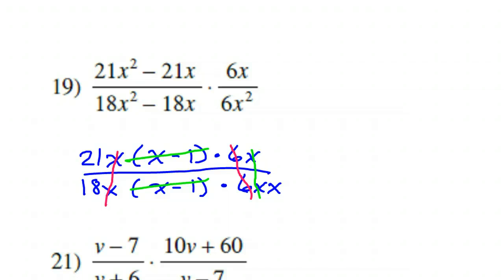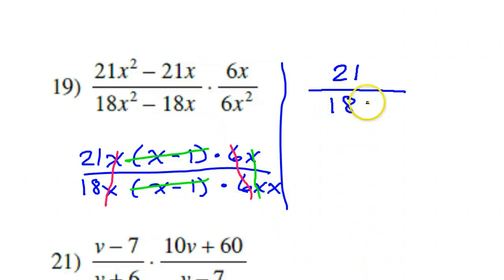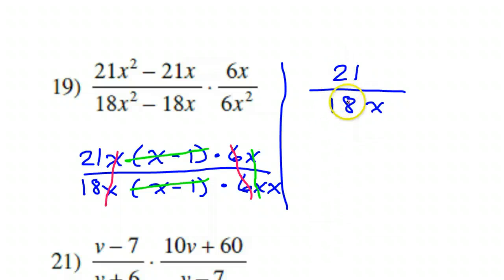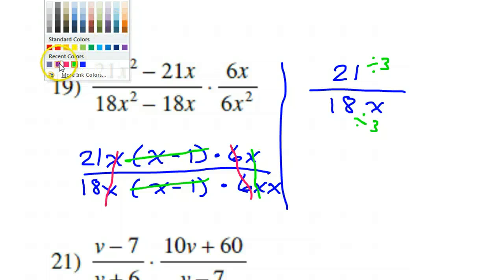So this is what I have so far. I'm just cleaning things up a bit. At the moment the only thing in the numerator is 21, and I've got this 18 and x. But yeah, this can be simplified more. It was just getting a little messy. Both of these are divisible by 3, so I can divide both of these by 3. And I think that's going to give us the final answer.